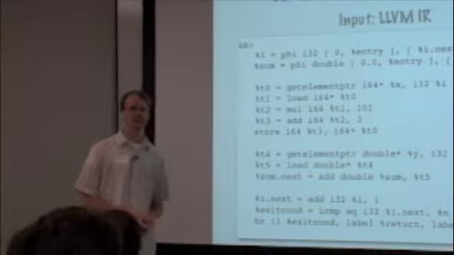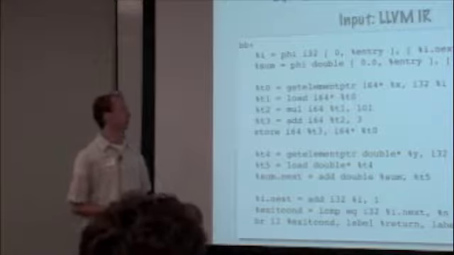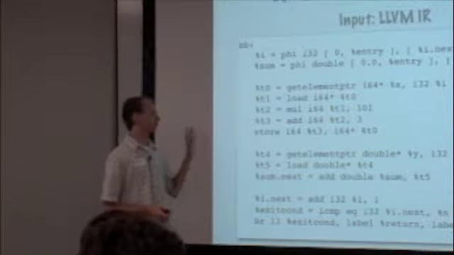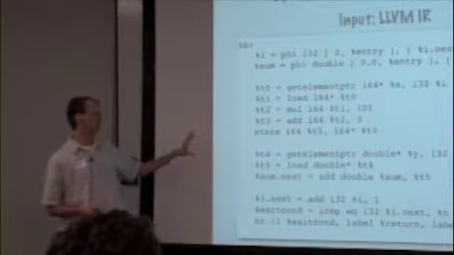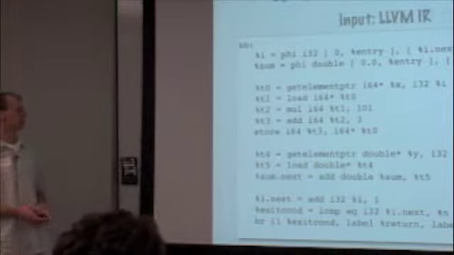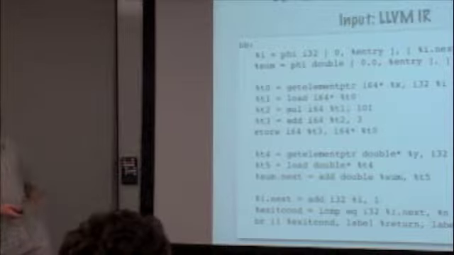So looking at the SelectionDAG phase, which is where I'm going to be spending most of my time, the input is LLVM IR, and I'm going to walk through an example of this LLVM IR code. This is a simple loop. It does some simple operations that I've selected because they have some interesting properties in CodeGen.